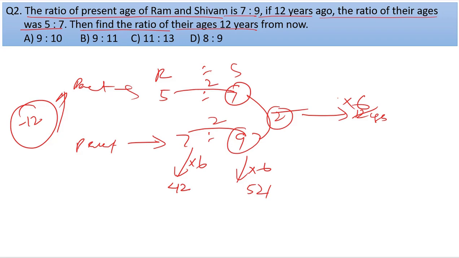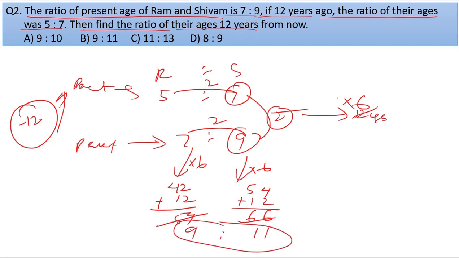So now the question is saying 12 years from now, that is plus 12, plus 12. 42 plus 12 is 54, 54 plus 12 is 66. So the ratio is 54:66, divided by 6 it is 9:11. So 9:11 is the correct answer, hence option B is the correct option.